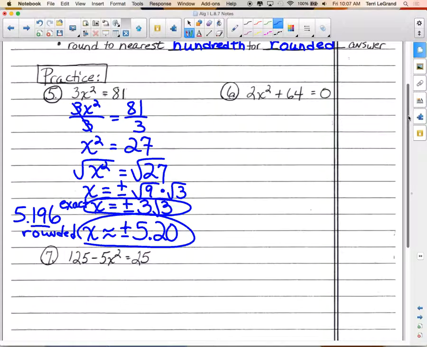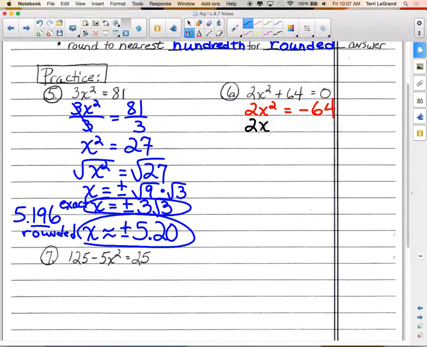Okay, the next one. 2x squared plus 64 equals 0. What should we do? You gotta get the x squared term alone on one side, the constant on the other. Divide by 2. Subtract 64. Okay, let's start by subtracting 64. Let's do the first step, which says get the ax squared term set equal to the constant term. Now we could divide both sides by 2, right?